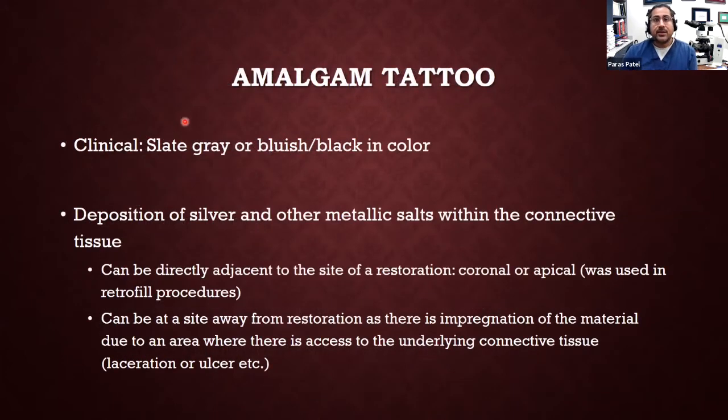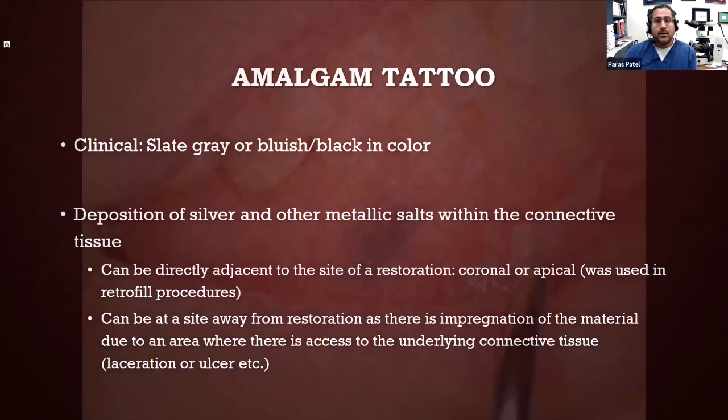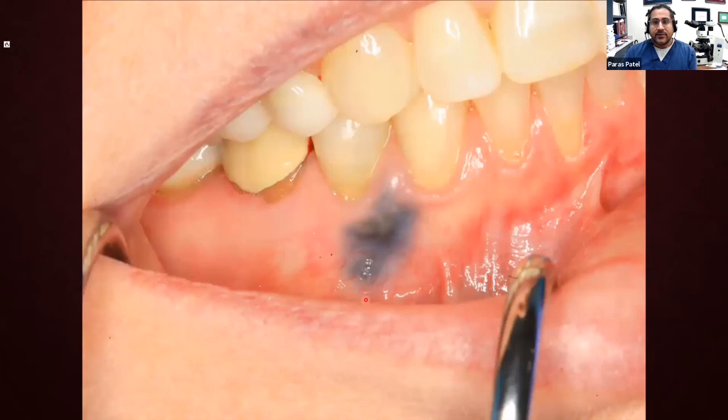Amalgam tattoos are typically slate gray or bluish in color, and it's typically the result of silver deposition among the collagen fibrils in the connective tissue. It can be at the site of an amalgam or a previous amalgam, or it can be at a distal site, away from that amalgam, because there was a breakage in the tissue that allowed for seepage of that silver salt into that wound, or it's implanted into that area. So this is kind of the classic appearance of an amalgam tattoo.